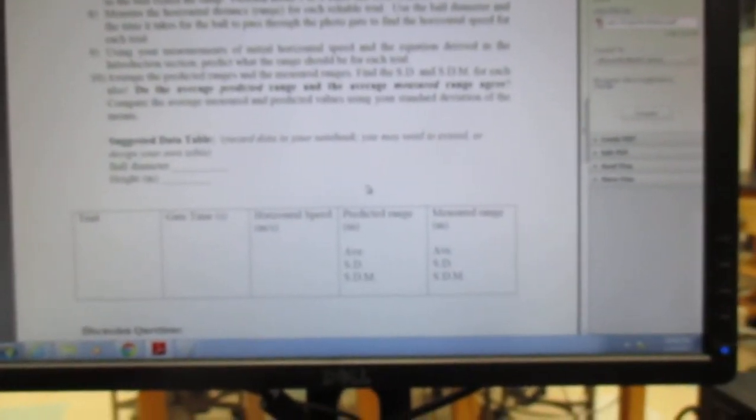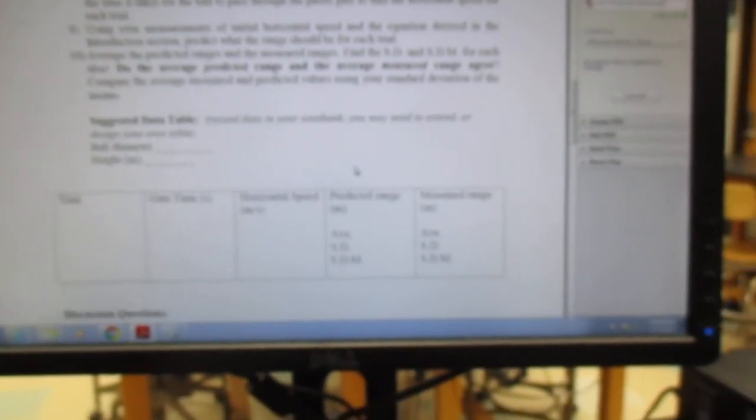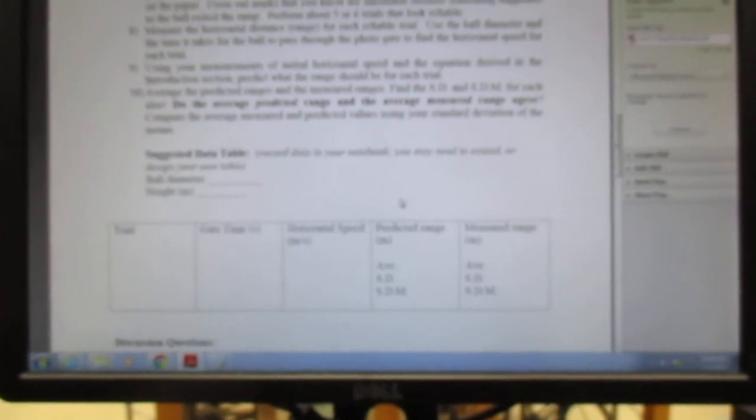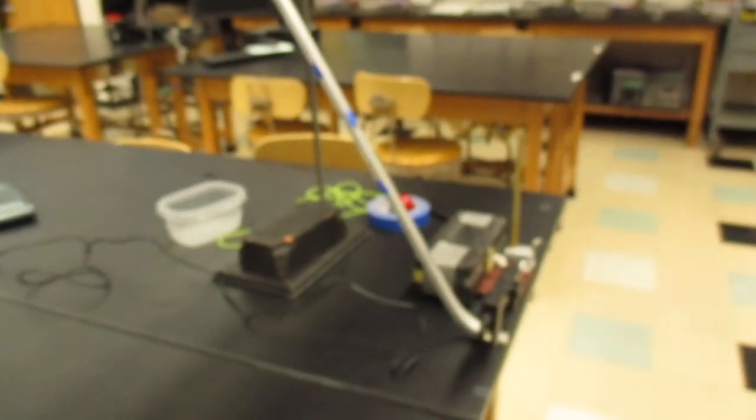And then you have questions to answer, and we're going to compare our average predicted range to our average measured range using the standard deviation of the means. Okay, remember it's your average plus or minus the standard deviation of the mean. And that should be the extent of the projectile motion experiment.